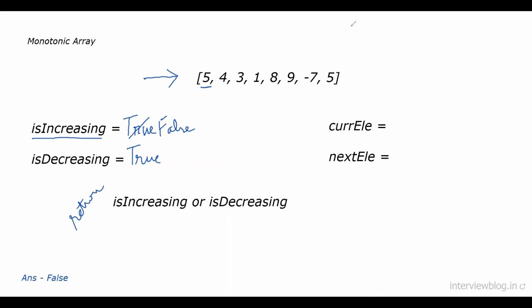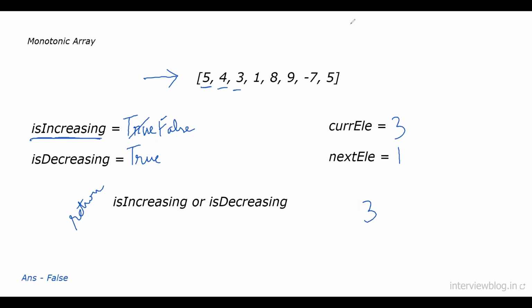So next, we'll be visiting this 4. That is, our current element would be 4 and our next element would be 3. While comparing 4 with 3, we can see that 4 is greater than 3. Hence, we will again be updating our is increasing variable from false to false. So next, we'll be visiting this 3. So our current element would be 3 and our next element would be 1.